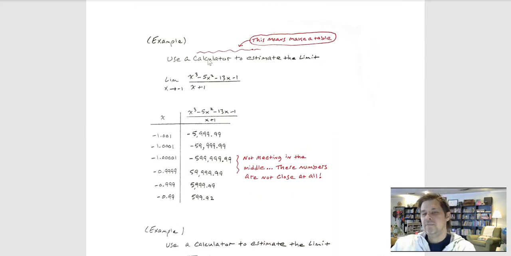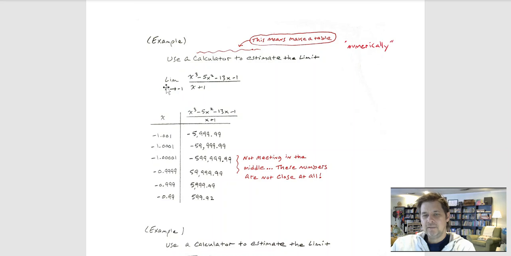So here's an example, and it says use a calculator to estimate the limit. Now, use a calculator, those are instructions on how you're supposed to do this. That means when you see use a calculator, that means to make a table, okay? Another way that might be expressed is to calculate the limit numerically. So you may see instructions that say use a table to estimate the limit, or use a calculator to estimate the limit, or estimate the limit numerically. All of those mean the same thing, and that's make a table.